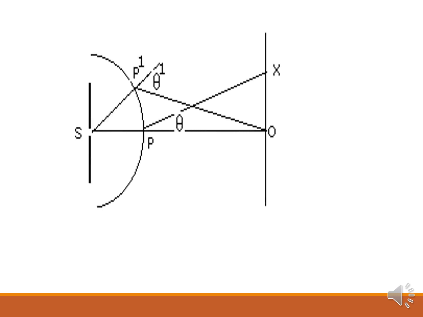Now you see, in this figure, S is a slit and there is a wavefront. Now the effect we are observing is at O. It should be, if it is according to rectilinear propagation, a sharp image at O. But we see that it is spread over the region OX.